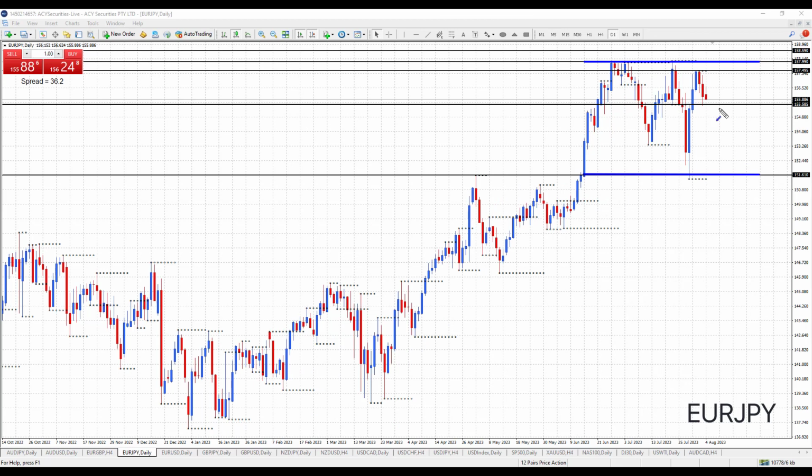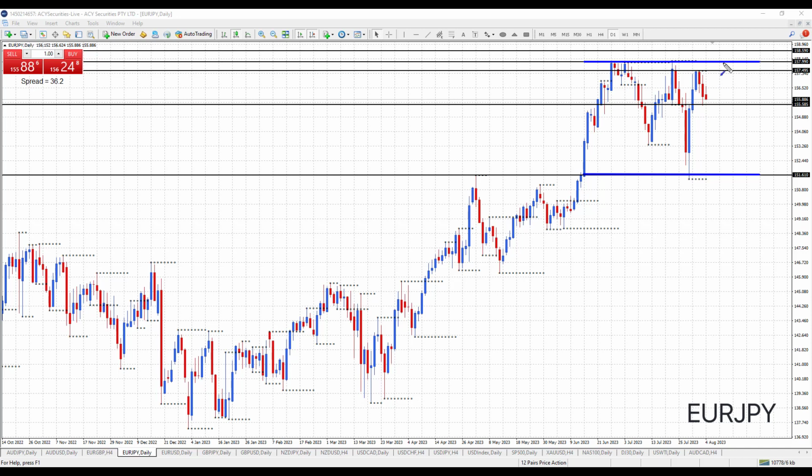Alright traders, on to Euro Yen now. We actually finished positive for the week. Doesn't look like it, but we did. Holding above day support 155.58. We tested it there on Thursday. Now I have a broad weekly range here marked out in blue.